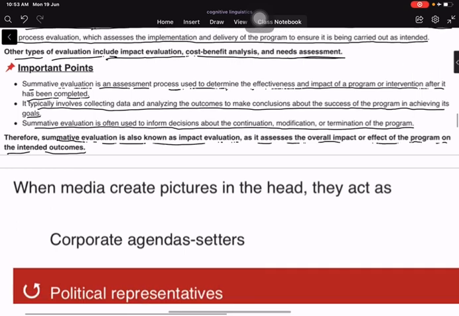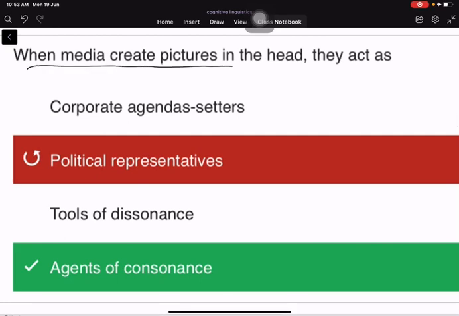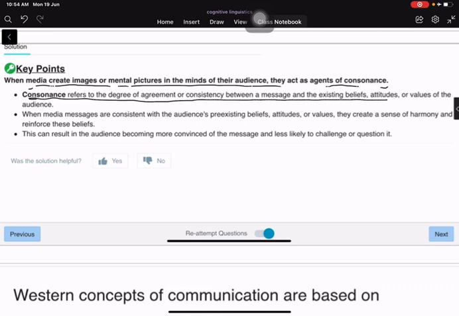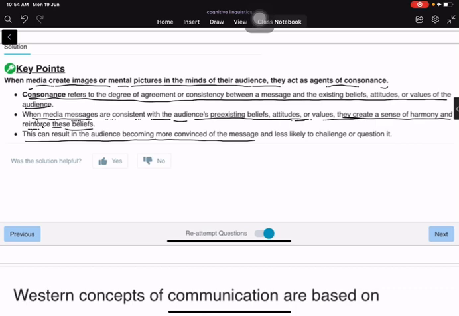Now, when media create pictures in the head, they act as agents of consonance. When media creates images or mental pictures in the minds of their audience, they act as agents of consonance. Consonance refers to the degree of agreement or consistency between a message and the existing beliefs, attitudes, and values of the audience. When media messages are consistent with the audience's pre-existing beliefs, attitudes, or values, they create a sense of harmony and reinforce these beliefs. This can result in the audience becoming more convinced of the message and less likely to challenge or question it.